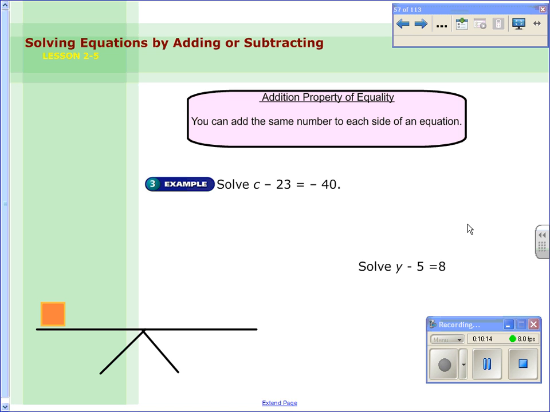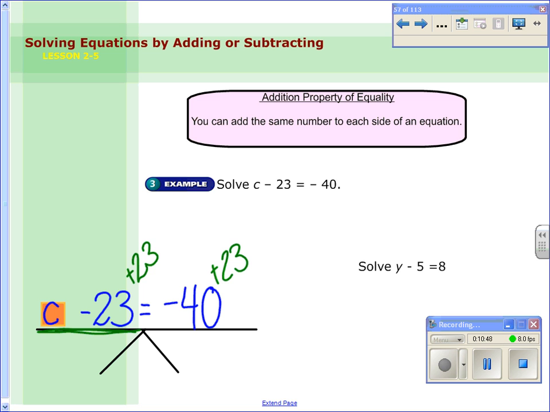So I could write this out again on my scale. My variable here is c. Well, and I have minus 23 on that side, and that's going to equal negative 40. So again, I want to get my variable by itself. And if I look on my scale, this is all on one side with that c. All right, and they say c minus 23. Well, if I want to get rid of those negative 23 marks, I'd take each one off. I'd add 23. So if I do that to one side, I do it to the other. So you'd add 23 to both sides.